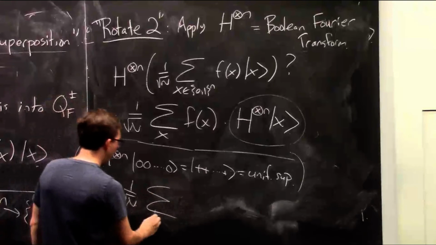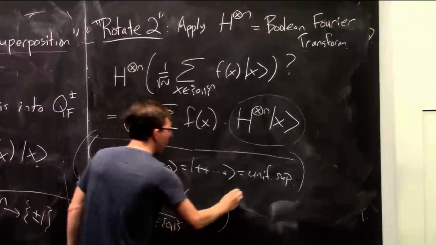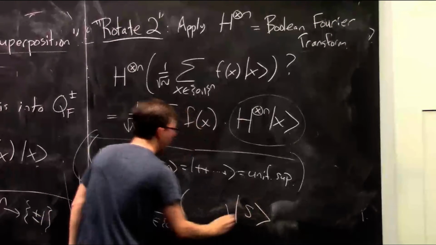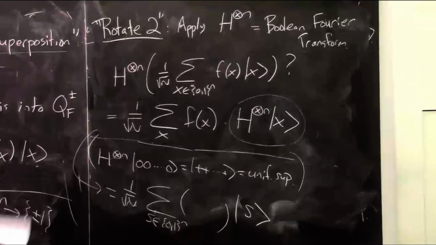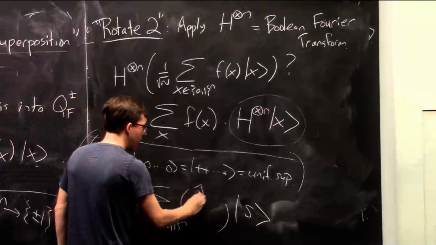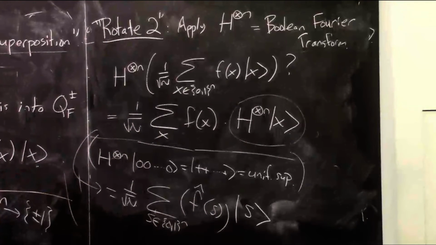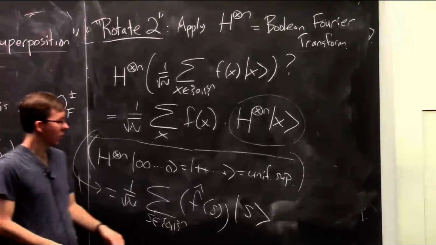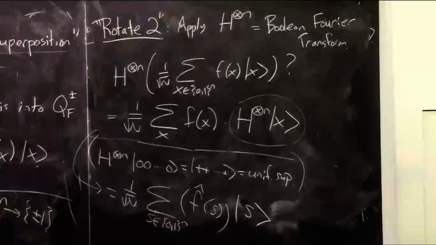Eventually you'll get something that looks like this: 1 over root n times the sum, let me use a different letter here, s in {0,1}^n, of some number times ket s. That's the most general state. And we're interested in what these numbers are. Eventually we'll decide, because other people have already decided, to call it f hat of s. And we will call this number, whatever it is, the Fourier coefficient of f at s. So in some sense, this equation is a definition of this Fourier coefficient. But again, I'm foreshadowing a little here. I'm putting a lot into it.